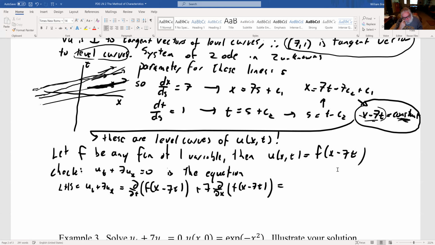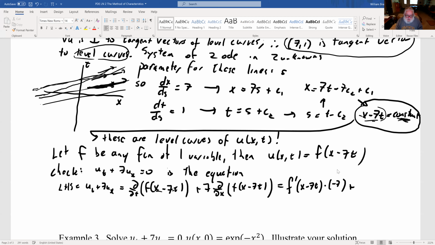So what does our chain rule look like here? Well, f is just some function. So we differentiate f, and it's a function of one variable, so it doesn't have partial derivatives. It just has its own derivative, which we call f prime, of x minus 7t, the derivative of the outside, times the derivative of the inside with respect to t. So this times minus 7.